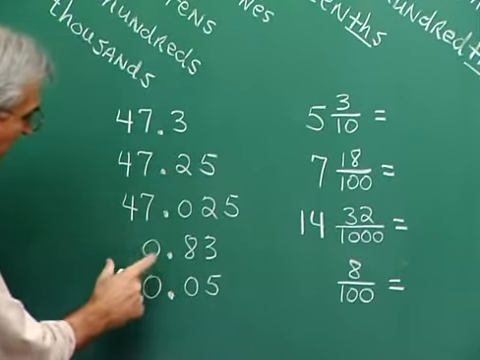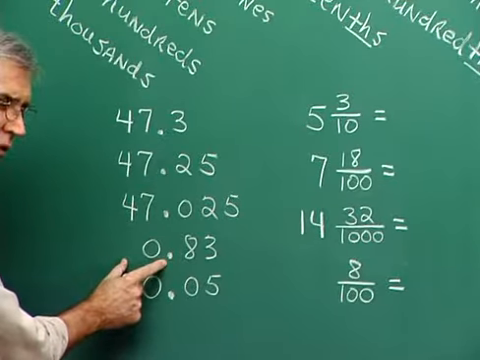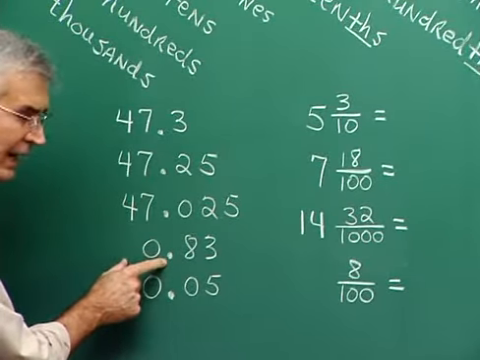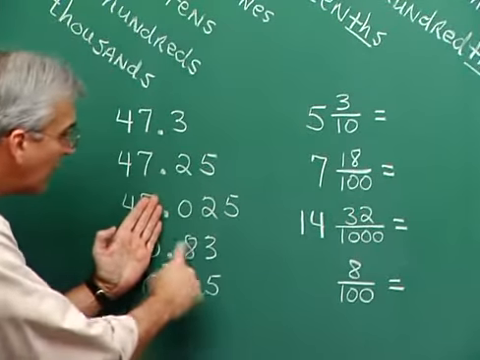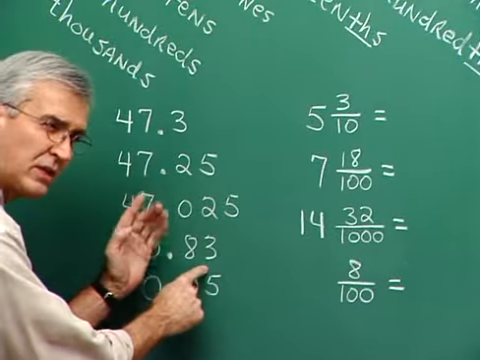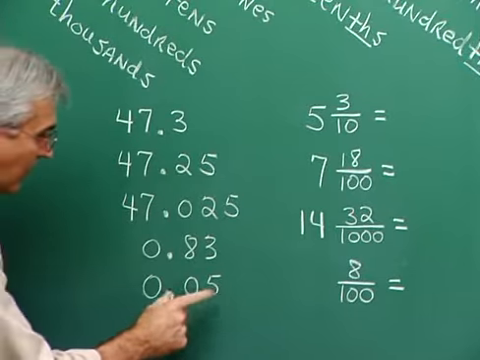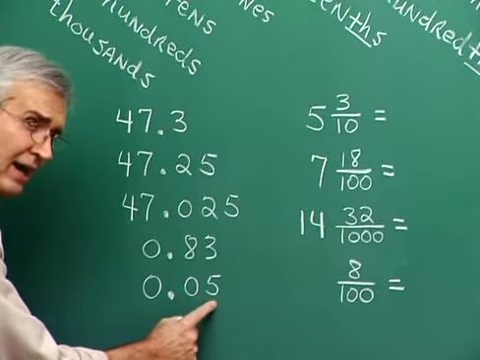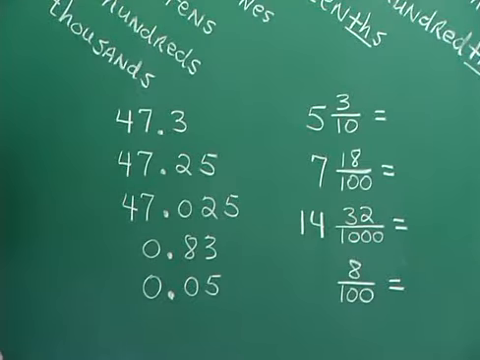Now notice we have a 0 in the whole numbered part. So we don't need to read a whole number in here, and we don't use the word "and." We just read the fractional part over here. We say this is 83, and the 3 is in the hundredths place, so it's 83 hundredths. And this is just 5, and the 5 is in the hundredths position, so we say it's 5 hundredths.